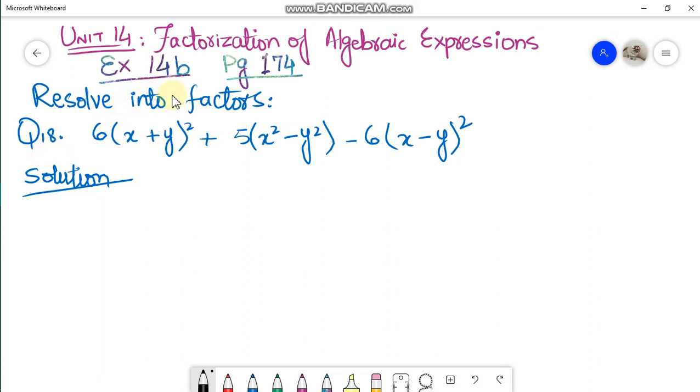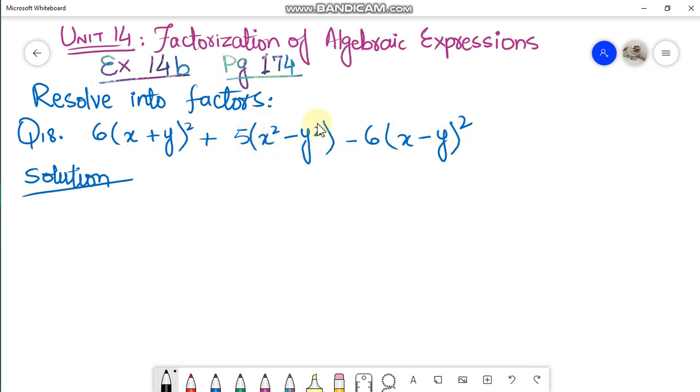Okay students, this question is a bit different. We can see that we have different variables: we have (x plus y) whole square in the first term, and this variable is not present in any other term. Similarly, we have (x minus y) whole square in the last term, and this variable is also not present in any other term. The middle term is totally different, that is x square minus y square.